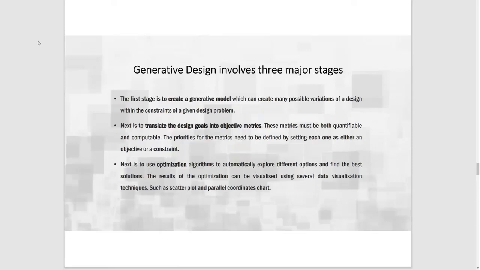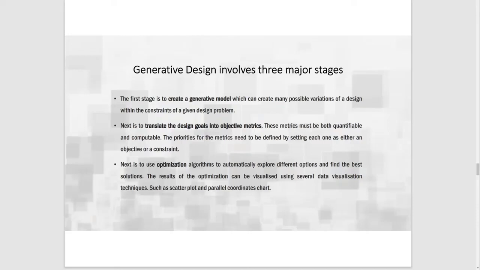When you're talking about generative design, there are three major stages or steps. The first step of the generative design process is to create a generative model. This will help you create many possible variations of your design within the constraints of your design problem. So you create a generative model, you give it the constraints, and with this you now move to the second stage, which is when you begin to translate your design goals into objective metrics.